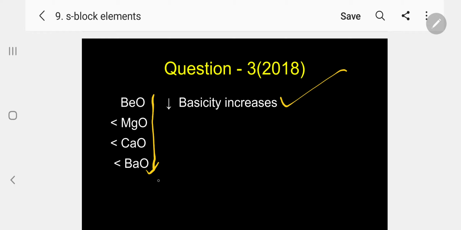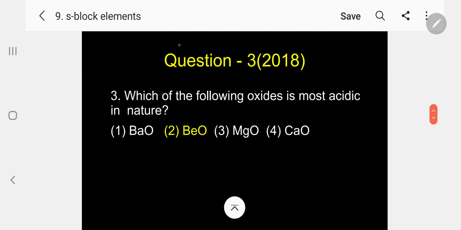So barium oxide is less acidic, and automatically beryllium oxide is the most acidic. Very, very simple. You only need to know the position of the element and compare the oxides. So the correct answer is beryllium oxide.